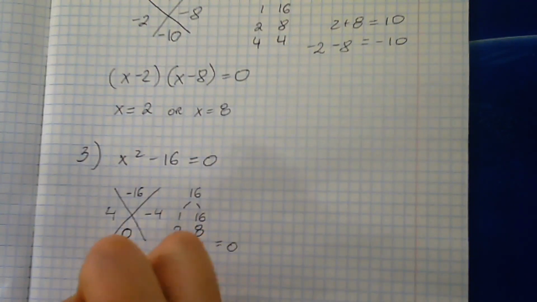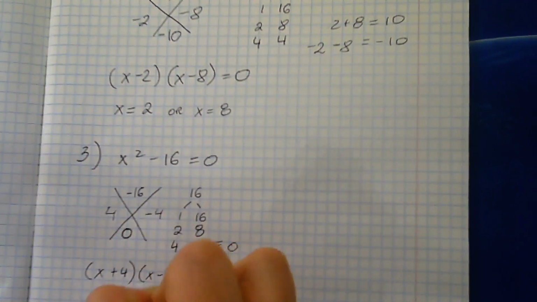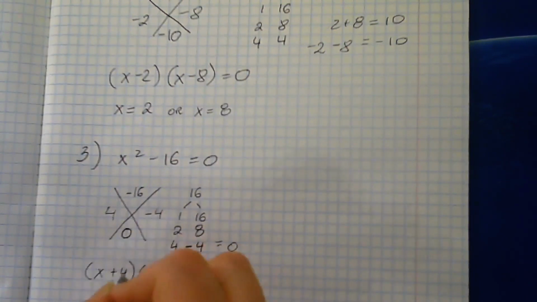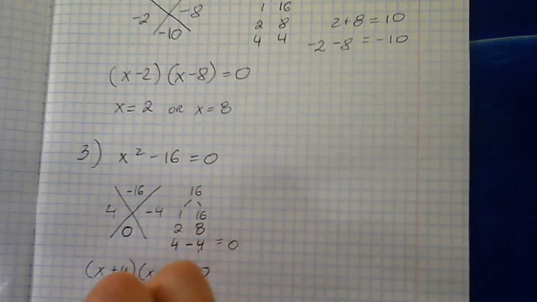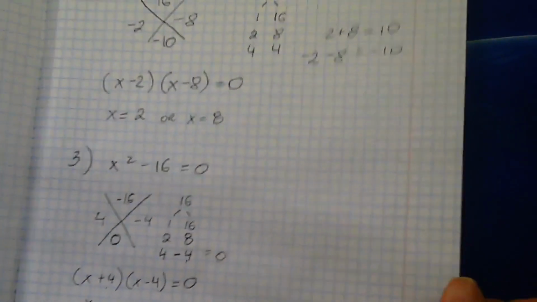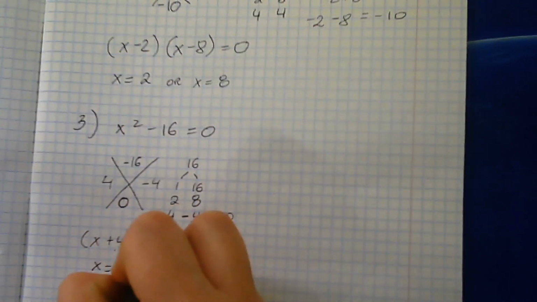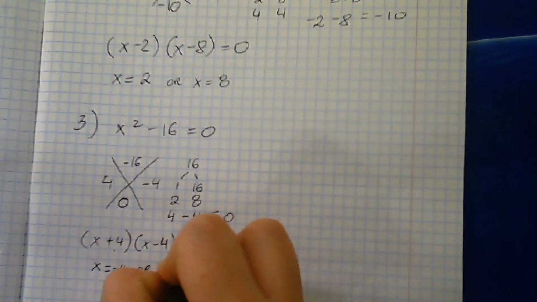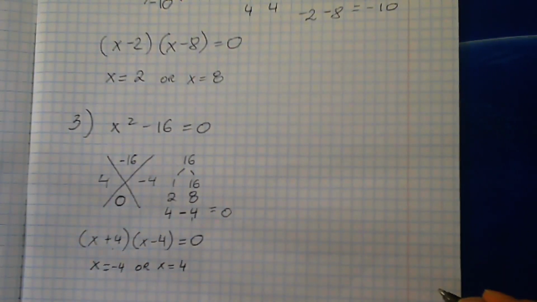My factors will be positive 4 and negative 4. So the answer will be x plus 4 and x minus 4. Why? Because it's positive 4 and negative 4. My final answer after solving will be negative 4 or positive 4. That's one option. Okay, you can still use a diamond.